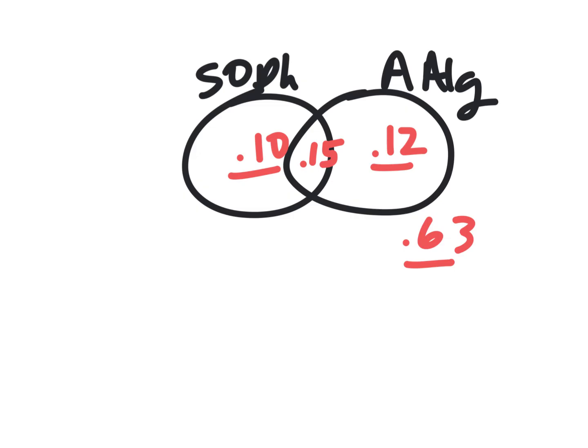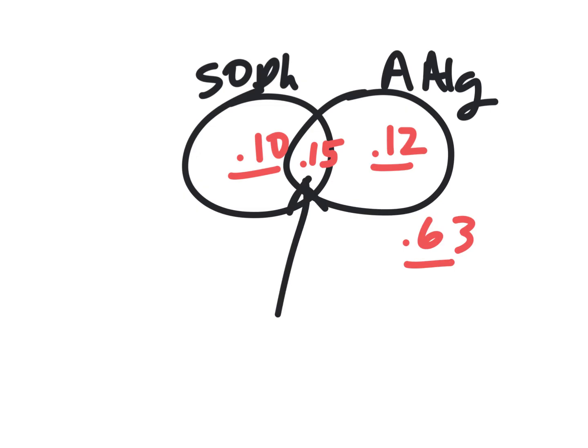0.63. All right, cool. At a high school, these are the kids that are sophomores or in advanced algebra. So if you grabbed a random kid in the hallway, there's a 15% chance that they're a sophomore that's in advanced algebra. Okay, do you get how that works?